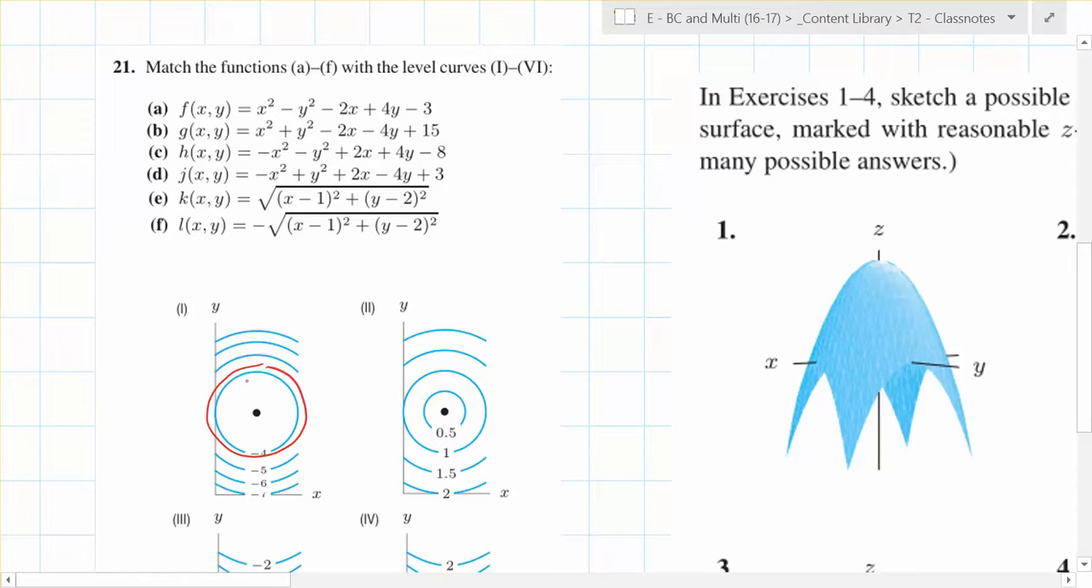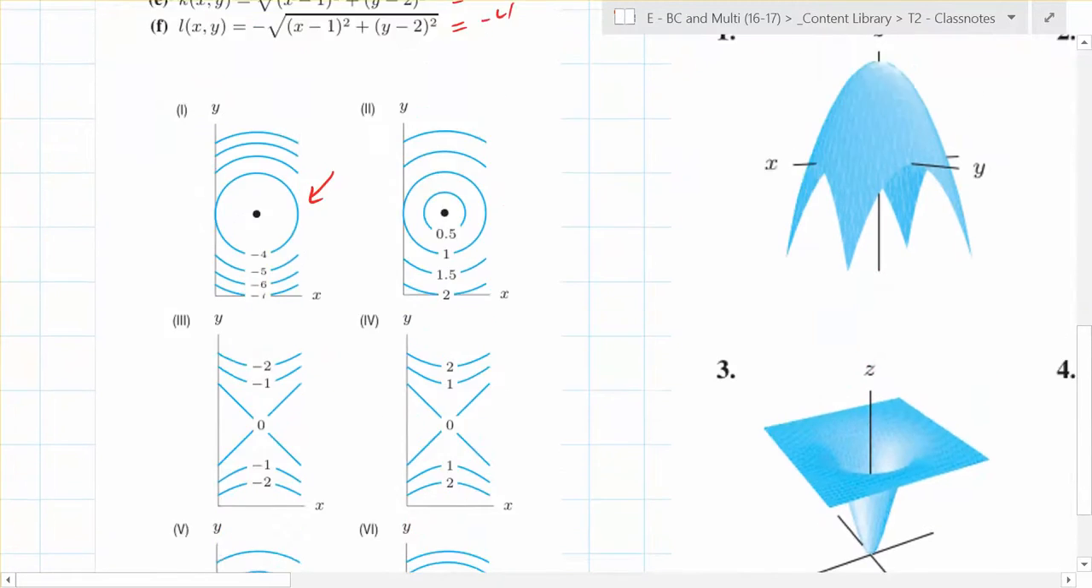See that one right there? That's at -4, right? So one of these functions looks like that when it equals -4. What shape is that? Yeah, it's a circle, right? So which ones of these are going to be circles? Which ones are not going to be circles?